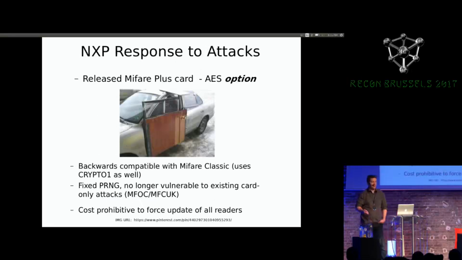So NXP responded to these tools after a while with a MIFARE Plus card, which has an AES option. What that means is that they really wanted to allow people to update their readers in a building or a transportation system while still using the old cards, updating some readers and leaving some at the same time, because it's too expensive for the infrastructure cost to update everything all at once. What this means though is that you may be using AES for some readers, but you're still using the old system with the Crypto1 custom library for old readers.